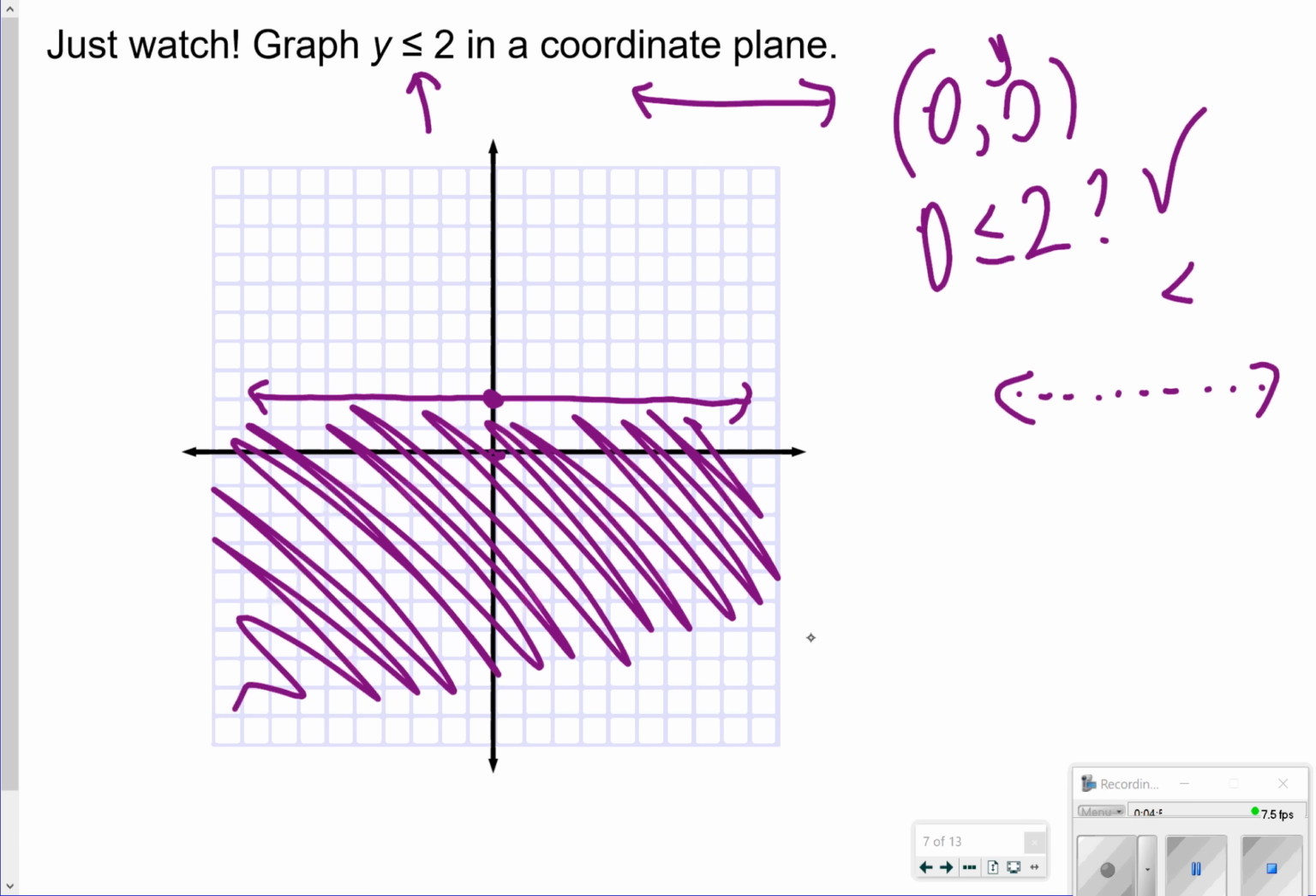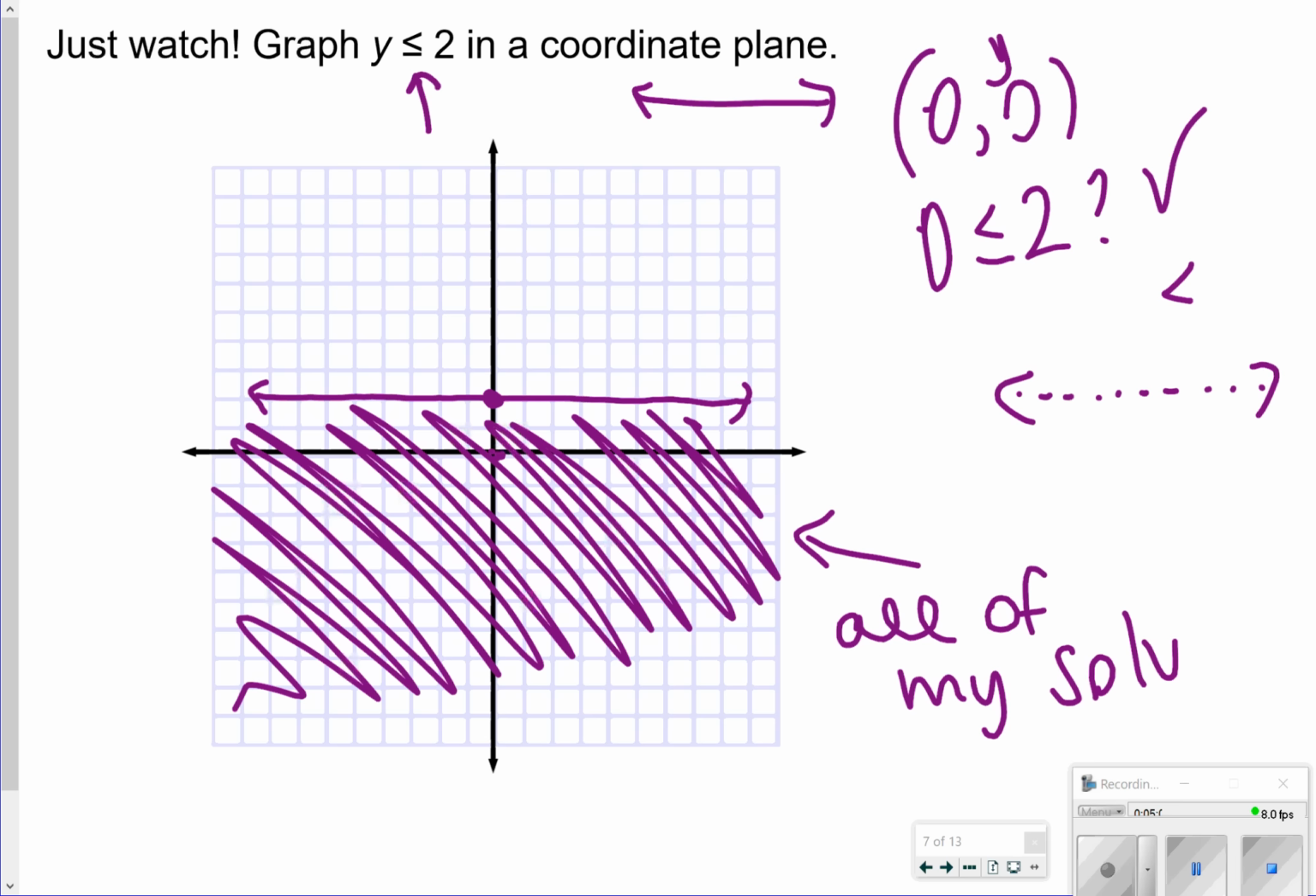Okay? So everything here, these are all of my solutions. Because it's less than or equal to 2, I technically could also choose a solution that's on this line here. So I could also say that x is equal to 2, or my point 2, 2. Because it's on that line, it can be included in the inequality, similar to what we did before with inequalities in chapter 2.